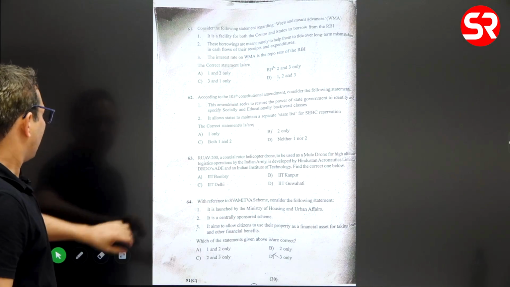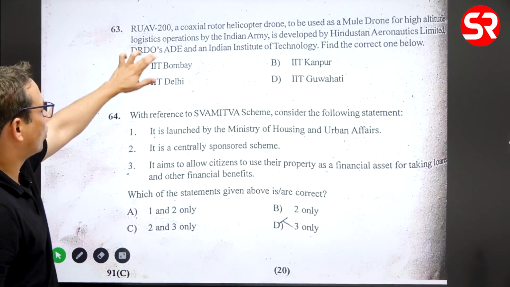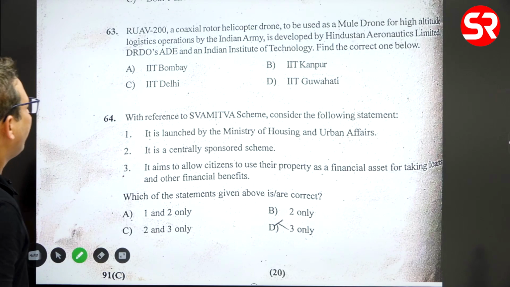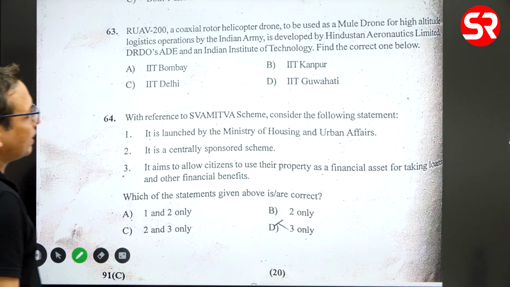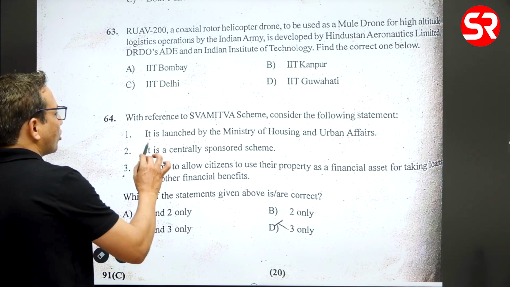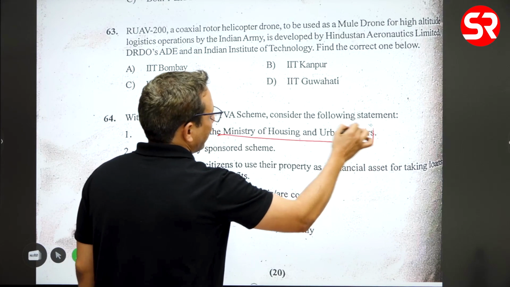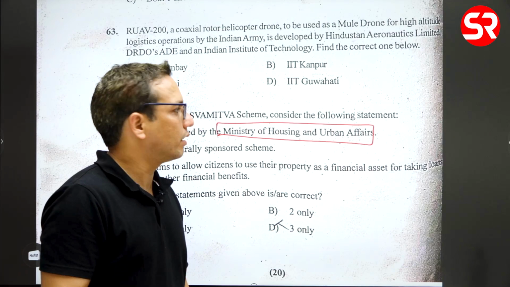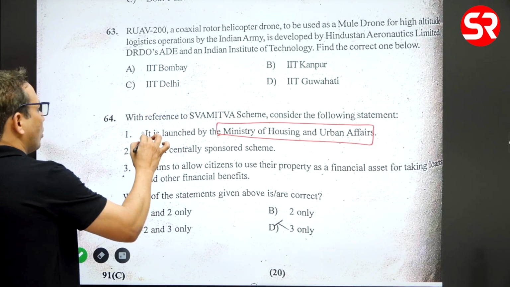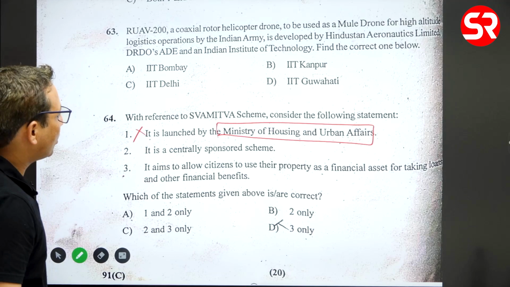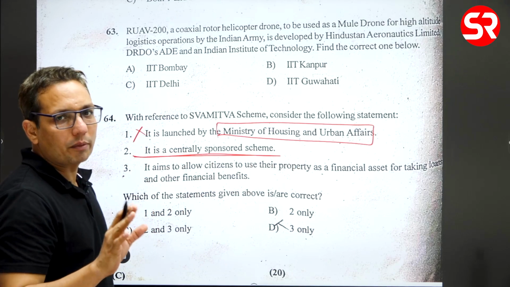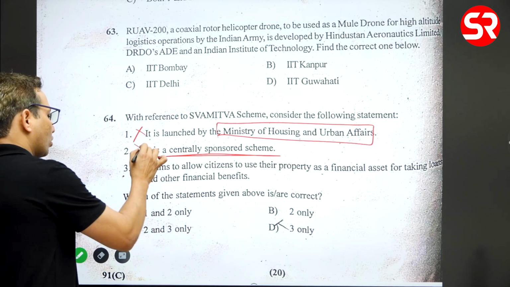And then is Svamitva scheme, 64th question. With reference to Svamitva scheme, consider the following statements. It is launched by Ministry of Housing and Urban Affairs. No, it is launched by Ministry of Panchayati Raj. It's a scheme for rural areas. All right, so this statement is wrong. It is a centrally sponsored scheme. No, it is a central sector scheme. Only the center is putting money into this. This statement is also wrong.